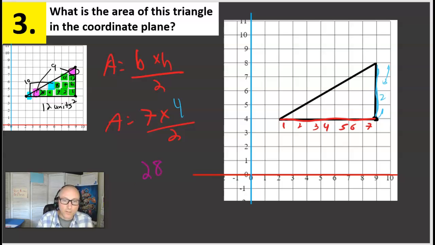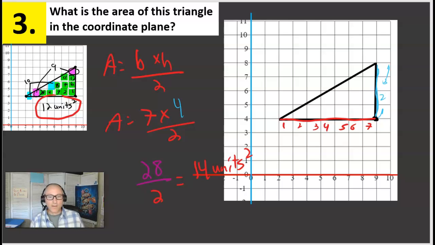So our area is going to equal 28 divided by our 2, which equals 14 units squared. And I thought 12, so I was kind of off a little bit. But at least if I had an answer like 140, that was not even close. Or if I had an answer choice that was 3, I know that's not even close. 12 is kind of far, but not super far from 14. So I'm not too unhappy with that.